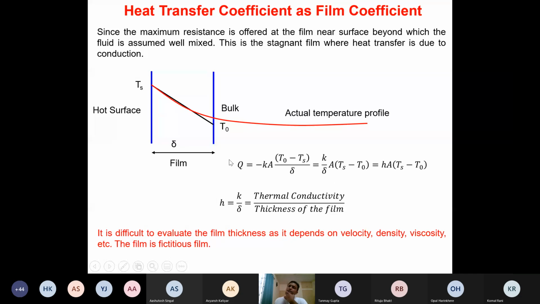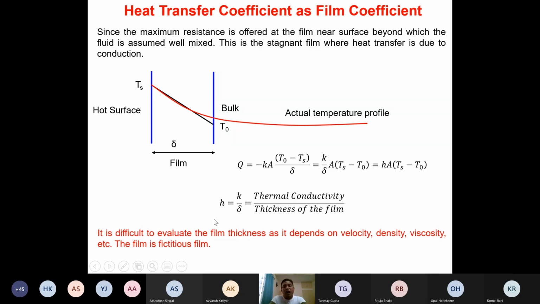minus T naught. Again, the heat transfer Q can be written in terms of Newton's law of cooling, so that can be given as HA Ts minus T naught. So based on this, we can rearrange this, and we can find out the expression for H. So H is given as K by delta. So clearly you can see, if we are assuming the film is exactly stagnant, in that case you can find out the heat transfer coefficient H equals K by delta.